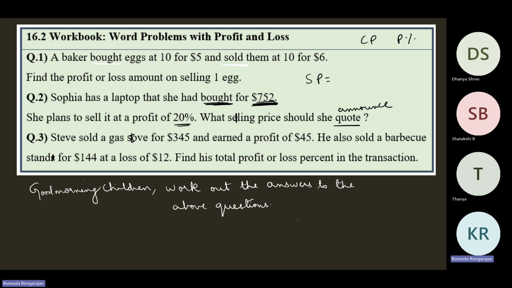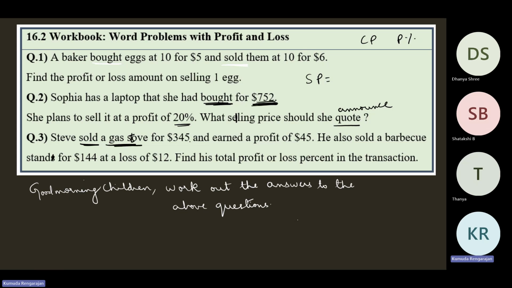So Steve sells both of them, but on the gas stove, he earns a profit. But when he sells the barbecue stand, it's a loss. So you need to find the total profit or loss in the entire transaction. It's very simple. It's just internalizing the information. So Steve sold a gas stove.